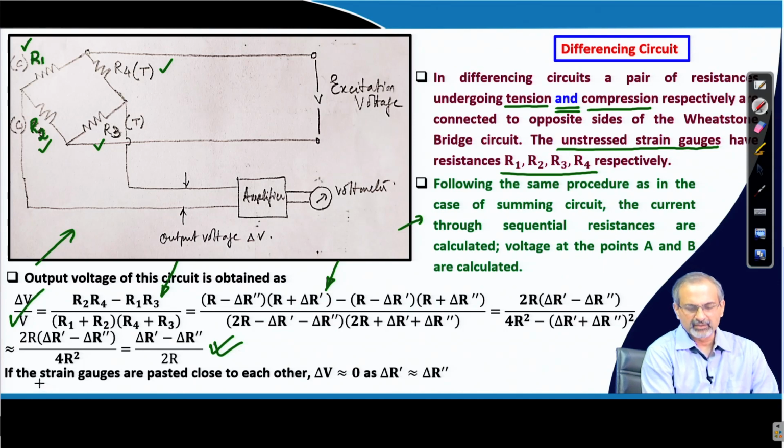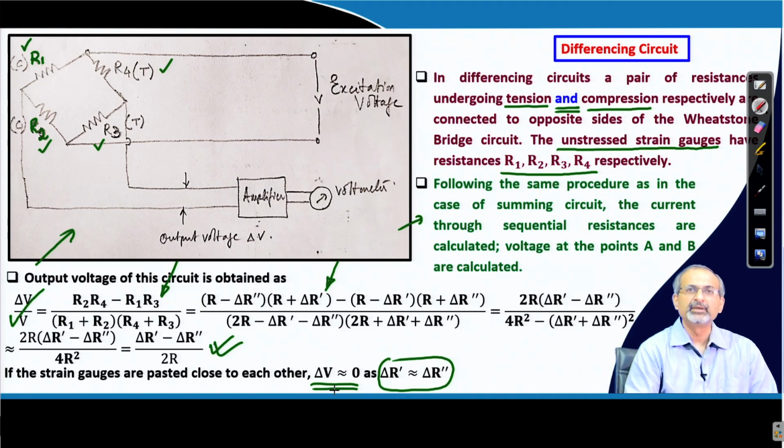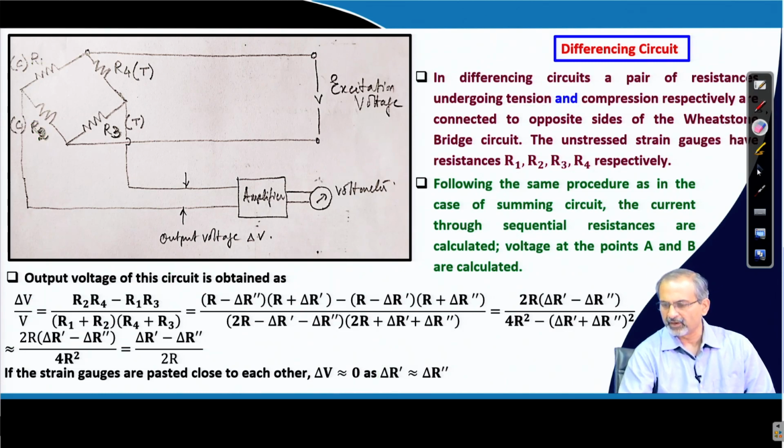What we understand from this relation is that if the strain gauges are pasted very close to each other, delta V will be nearly equal to 0, because if you bring them close, delta R dash will tend towards delta R double dash. That means delta V will tend to 0 as you bring the resistances close to each other. And of course, if you keep them far apart, you are going to get a larger delta V for the same excitation voltage.